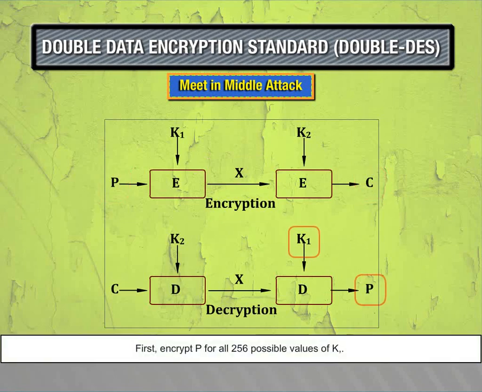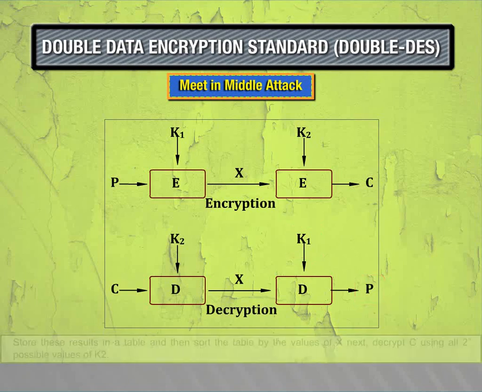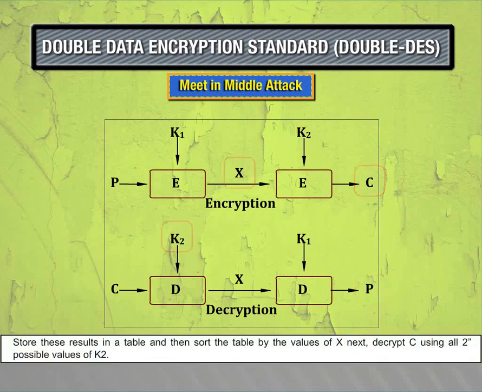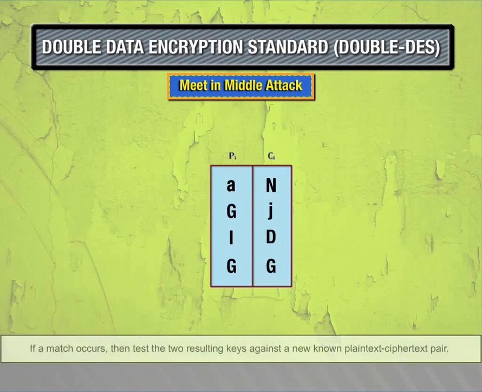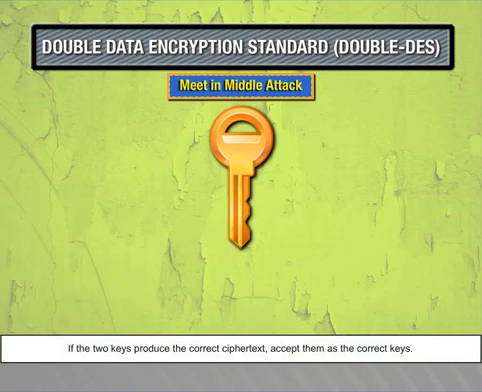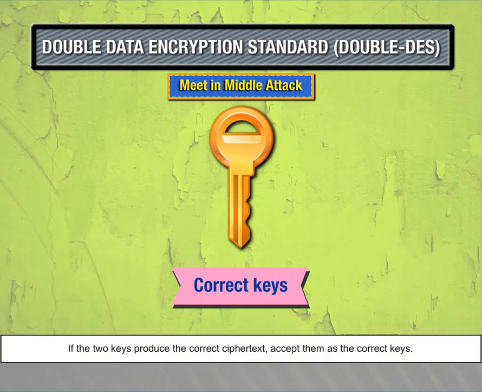First, encrypt P for all 2^56 possible values of K1. Store these results in a table and then sort the table by the values of X. Next, decrypt C using all 2^56 possible values of K2. As each decryption is produced, check the result against the table for a match. If a match occurs, then test the two resulting keys against a new known plaintext-ciphertext pair. If the two keys produce the correct ciphertext, accept them as the correct keys.